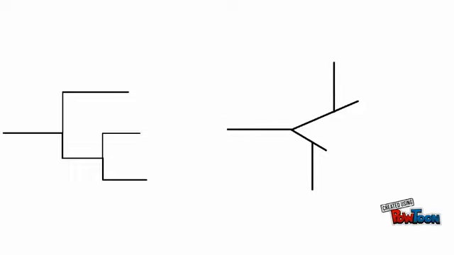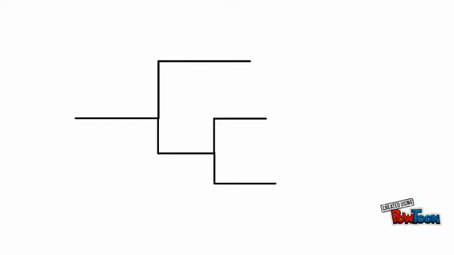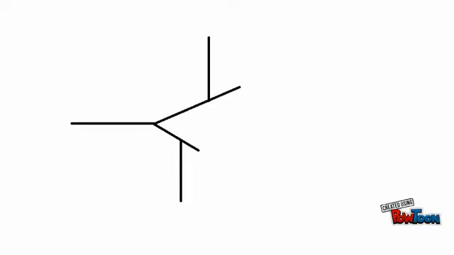A phylogenetic tree can also be rooted or unrooted. The main difference between a rooted and an unrooted phylogenetic tree is the representation of a common ancestor. Rooted trees reveal an established common ancestor between species, while the unrooted tree does not provide a rooted common ancestor.